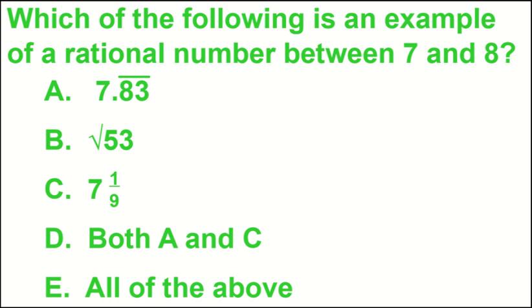All right, so we are looking for a rational number. So if we look at A, is B a rational number? Square root of 53. But we don't know it. That makes it an irrational number. So even though it fits that part, that's between 7 and 8, it's not rational.